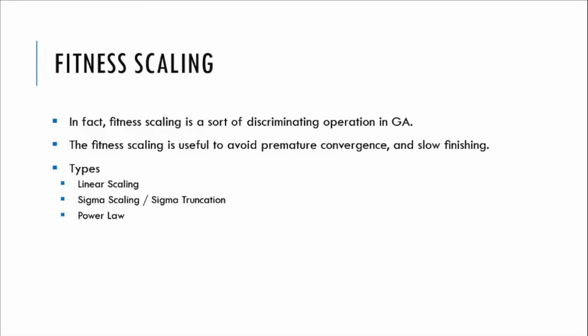Then the types of fitness scaling: there are 3 different types of fitness scaling available in the literature. The first one is linear scaling, which is the mostly used one and the simpler one also. Then the sigma scaling as well as sigma truncation. The linear scaling has some limitations, and in order to overcome those limitations, the sigma scaling or sigma truncation method is used. Then the last one is the power law. It is very simple actually. So let's see the different types of fitness scaling one by one.